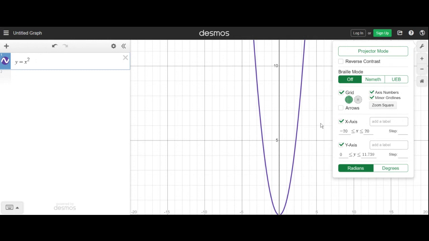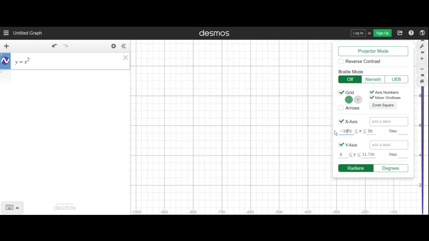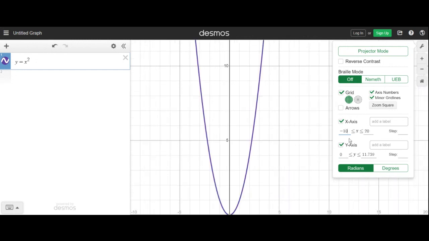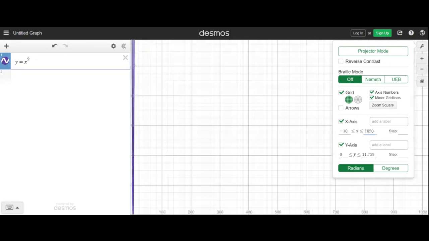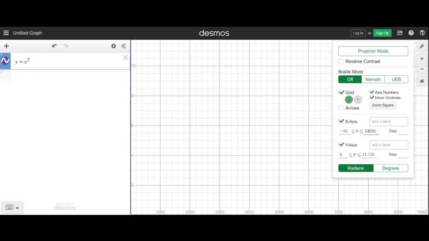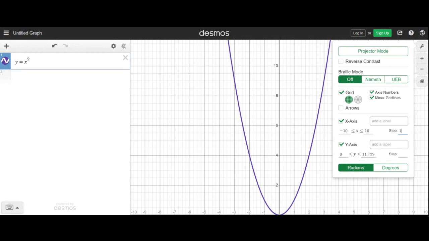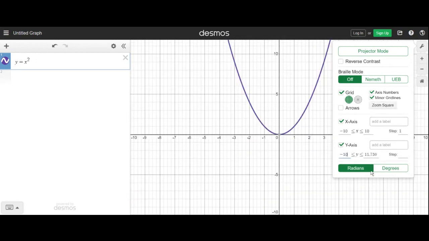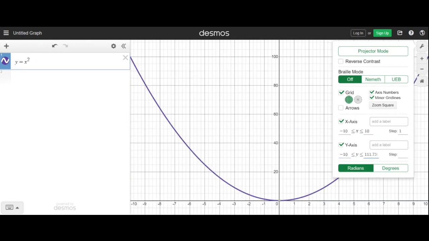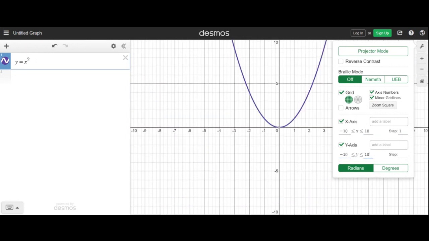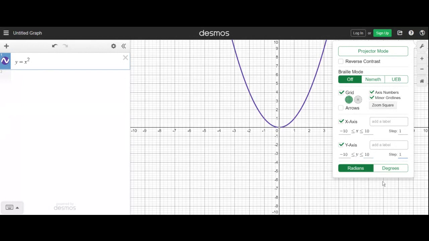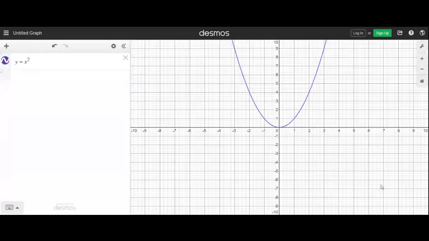So what I want to do is use the standard window here that your TI calculator uses. So x-axis, I'll go from -10 to 10, and you try it too at home with your Desmos, step size of 1. And the y-axis is -10 to 10 with a step size of 1.